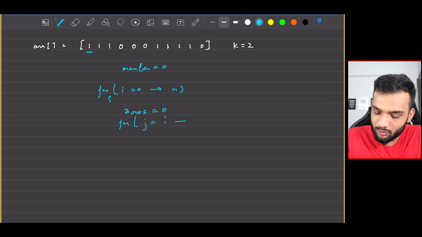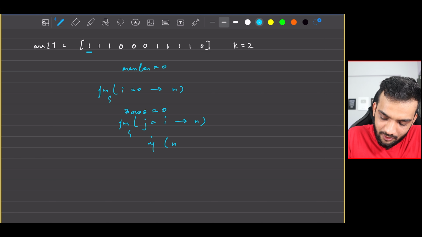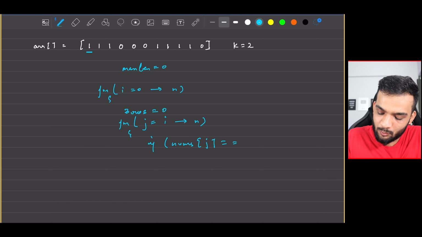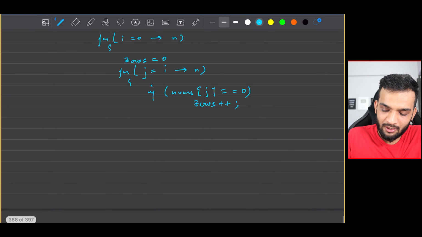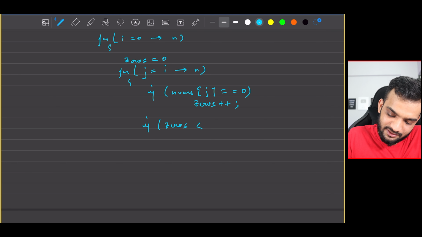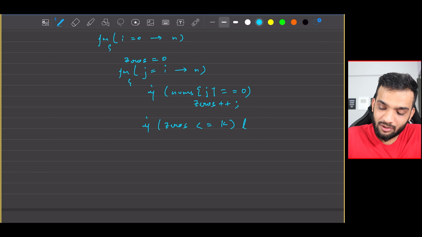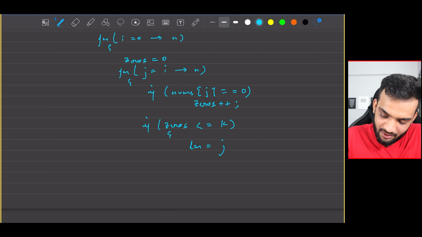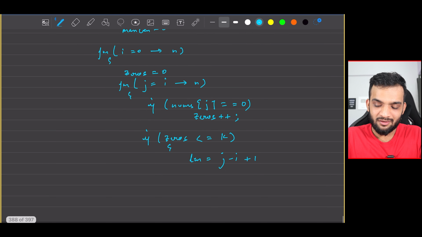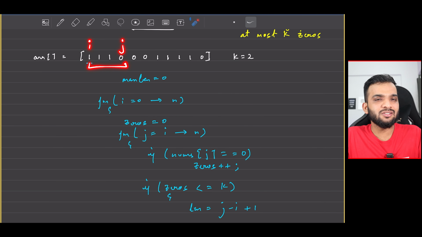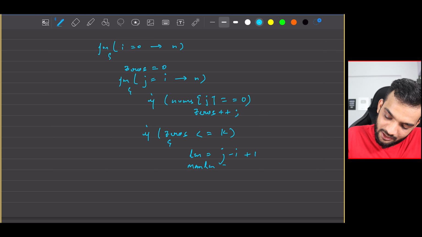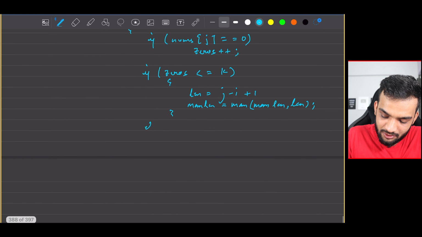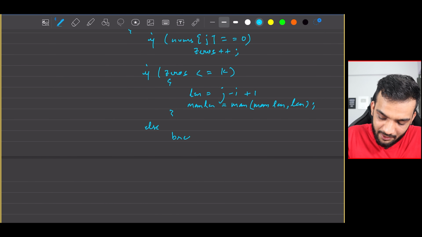Understood? So what I can say is j equal to i till n. And I know one thing, if nums of j is equal to 0, in that scenario, I will be increasing the zeros count, correct? One more thing, if the number of zeros is lesser than or equal to k, what is the length? The length of this subarray, all of you know, is j minus i plus 1, typical subarray. If i is here and j is here, this particular length is j minus i plus 1. Then I can say max length equal to max of max length, comma, length, done. Or else, if the zeros have exceeded, I can straight away break and stop.